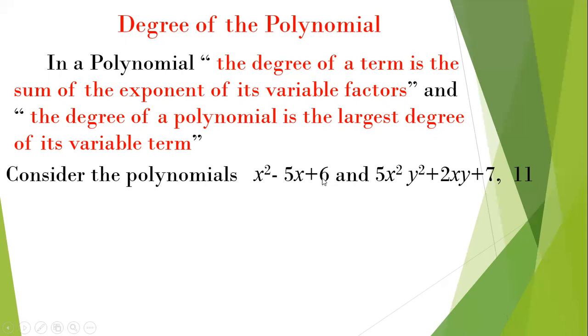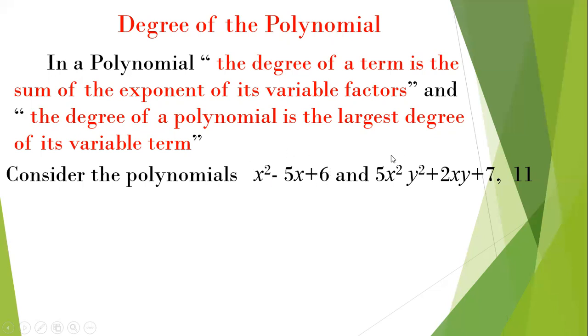And what is the degree of this one? 0. Because there is no variable for 6, x power 0 will be there. x power 0 is equal to 1. Hence, a constant remains. So among all these terms, what is the largest degree? 2 is the largest degree. That is why this 2 is called the degree of the total polynomial. Understand? Okay, this 2 is the degree of this total polynomial.